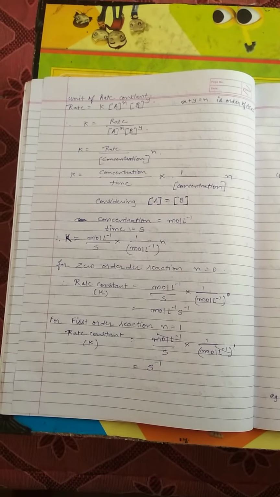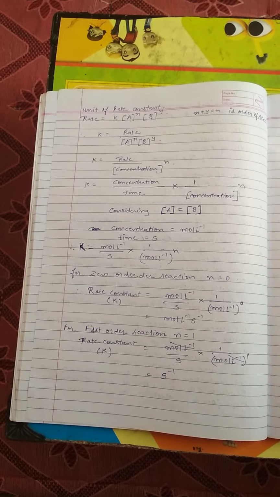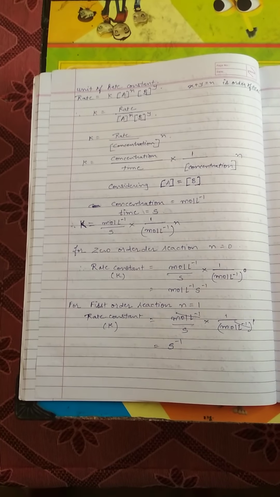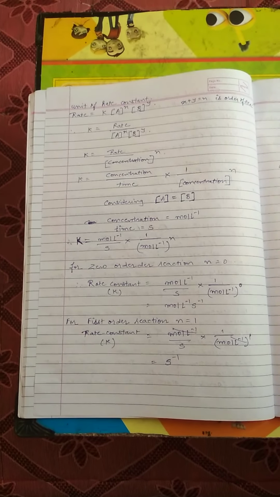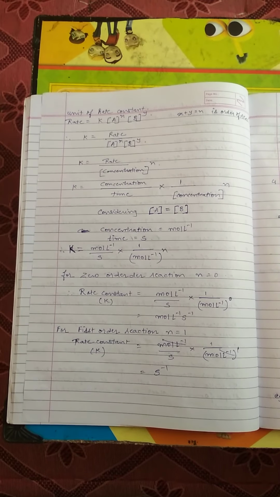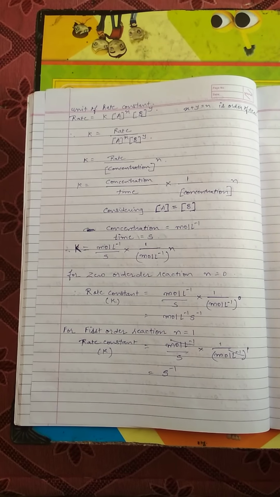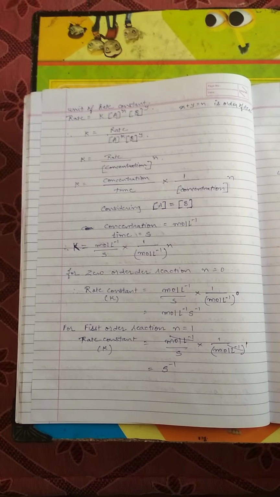Now secondly, we can look at the unit of rate constant. We can calculate the unit of rate constant very easily. It is a mathematical term. When we look at the derivation, you can automatically go ahead and understand it. I will just take you through it quickly.